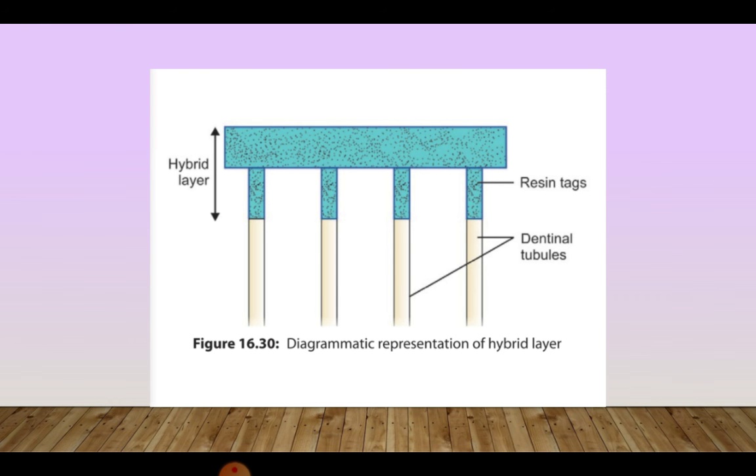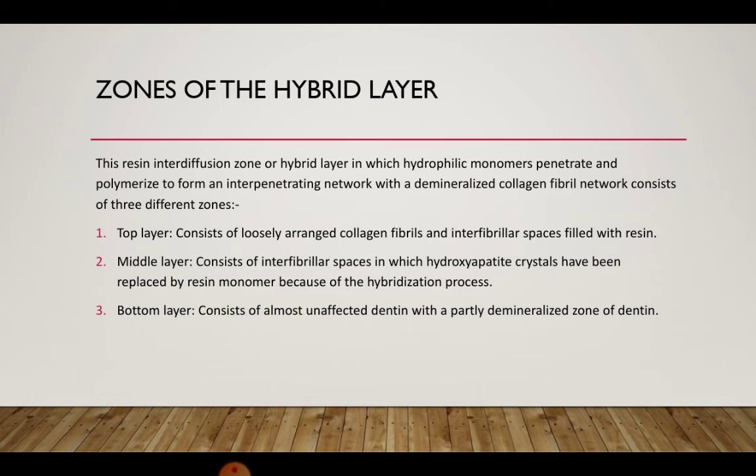Here you can see the diagrammatic representation of the hybrid layer, where resin tags are also formed inside the dentinal tubules. Now this resin interdiffusion zone or hybrid layer, in which the hydrophilic monomers penetrate and polymerize to form an interpenetrating network with a demineralized collagen fibril network, consists of 3 different zones. Number 1, the top layer, which consists of loosely arranged collagen fibrils and interfibrillar spaces which are filled with resin.